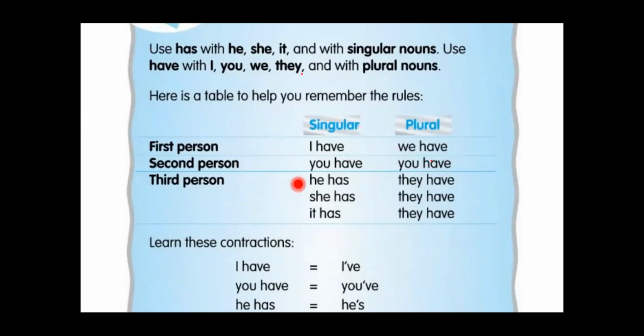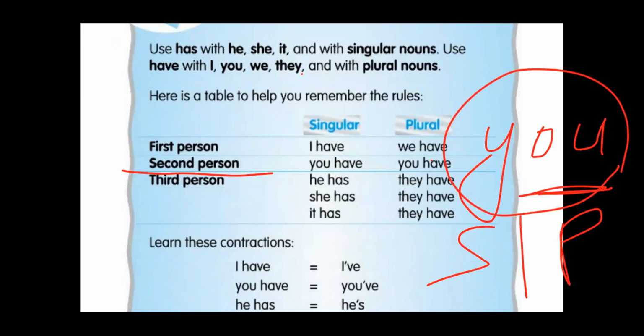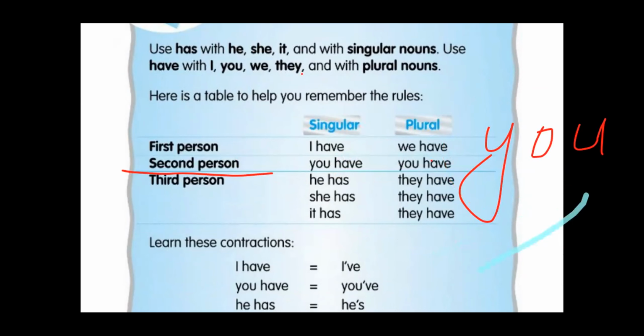So you remember, right? You is always used for second person. For second person, we always use the pronoun you, and we use you for singular also and for plural also. This thing is common every time.